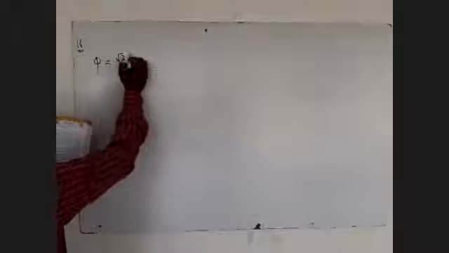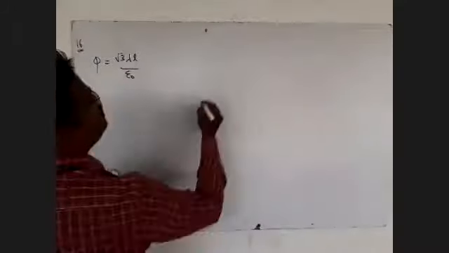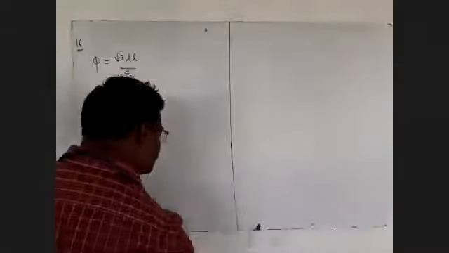A long string with a charge of lambda per unit length passes through an imaginary cube of edge A. The maximum flux of electric field through the cube is, so directly we are writing, root 3 lambda A by epsilon naught. That is your answer for question number 16.